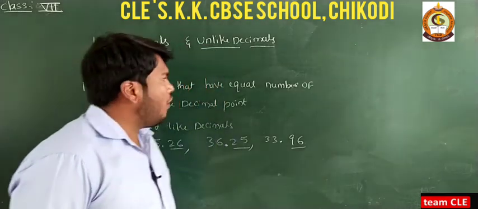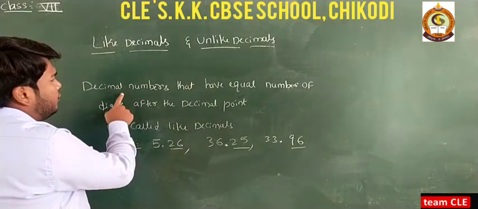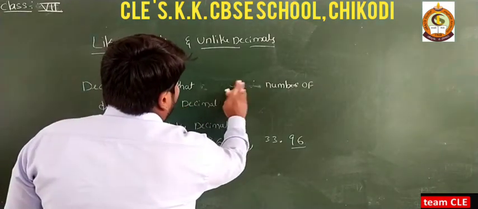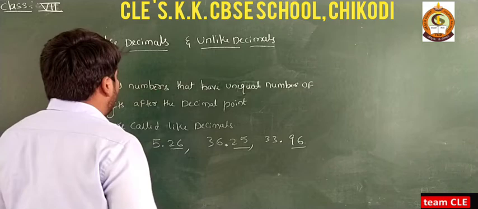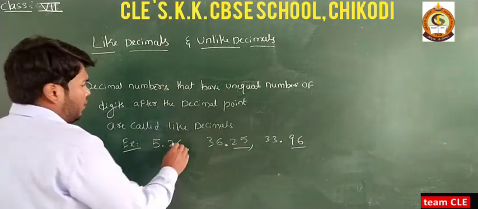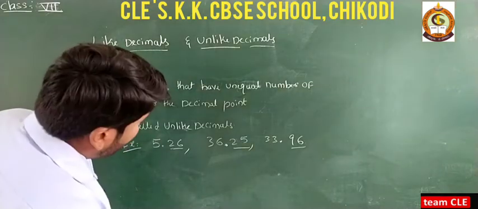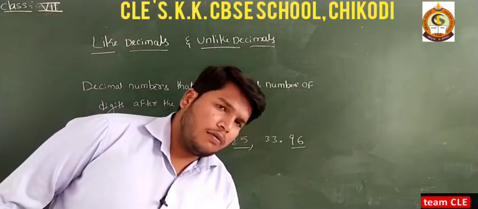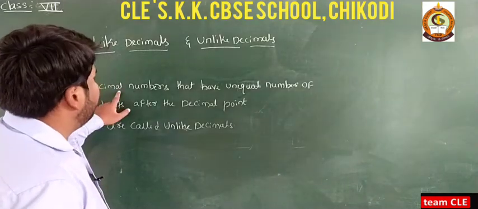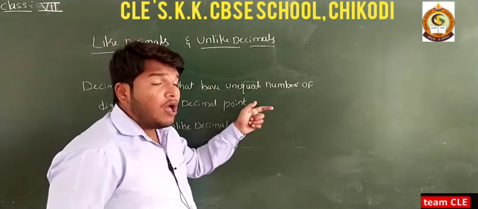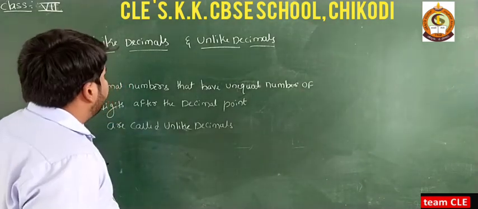Similarly, what is the definition of unlike decimals? You just have to change the word. Decimal numbers that have an unequal number of digits after the decimal point are called unlike decimals. Dear students, please note down whatever definition I am giving. So this is the definition for unlike decimals.